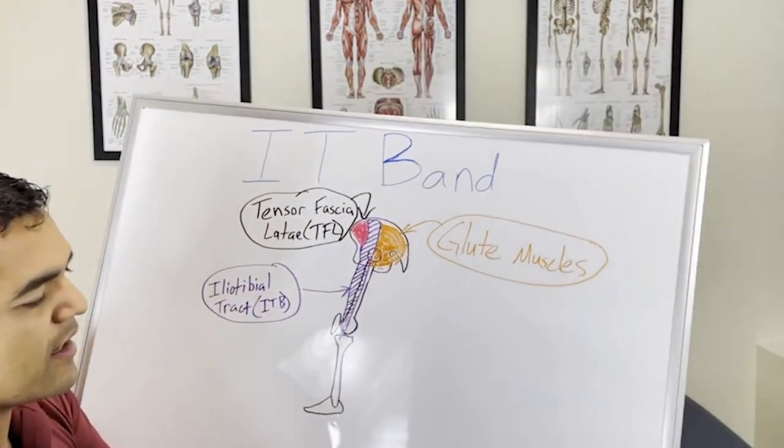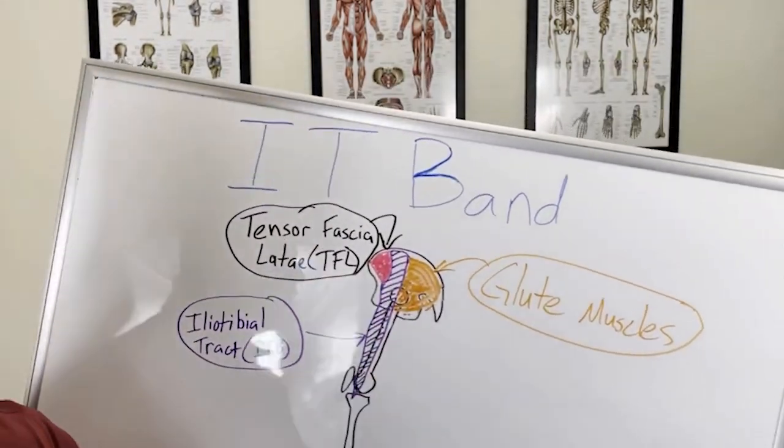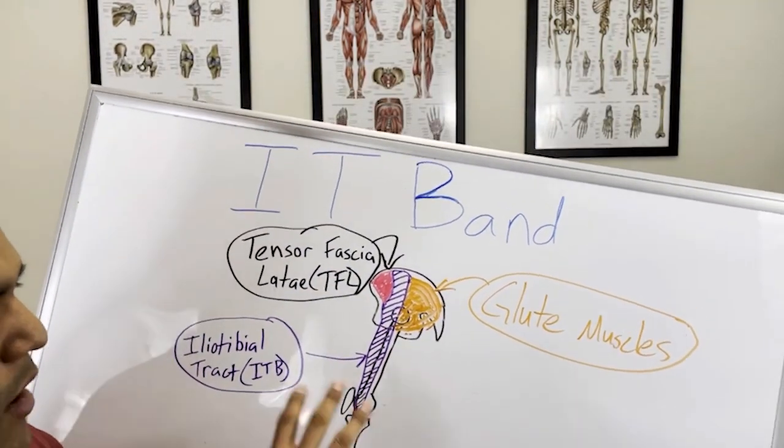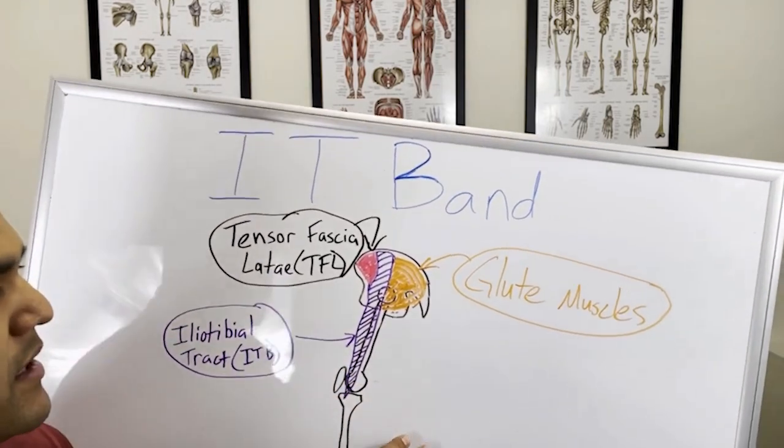So how does IT band syndrome happen? What is the cause of it? Well, let me show you on the whiteboard here a drawing of the IT band and the bones and muscles around it, because they matter quite a bit.